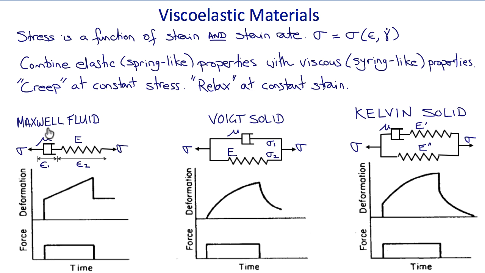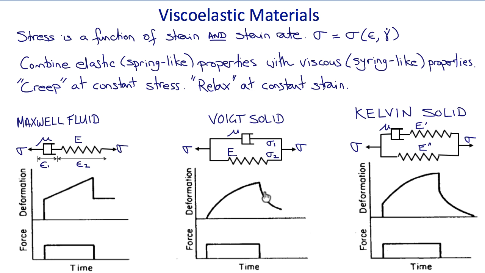But then, because there's a syringe with fluid-like behavior, the force will continue to pull that syringe out indefinitely. In other words, the material will flow. And then, when the force is removed, the spring will recoil, but the syringe won't go back, so it won't return to its original natural state, and that's what makes the Maxwell model more like a fluid than a solid.